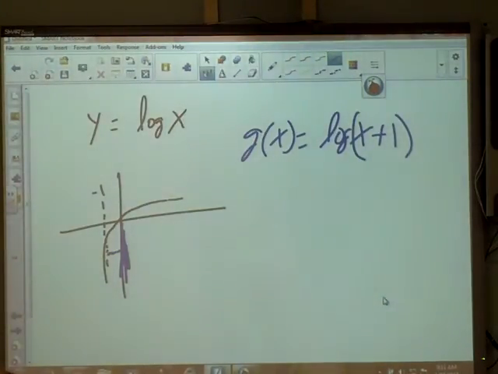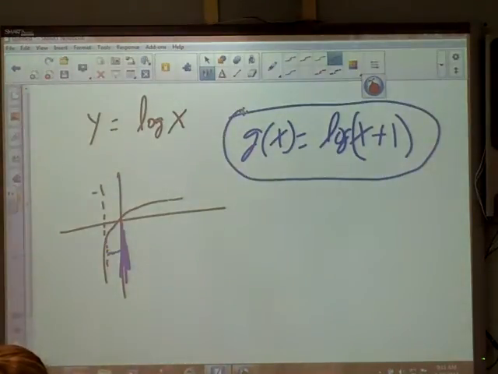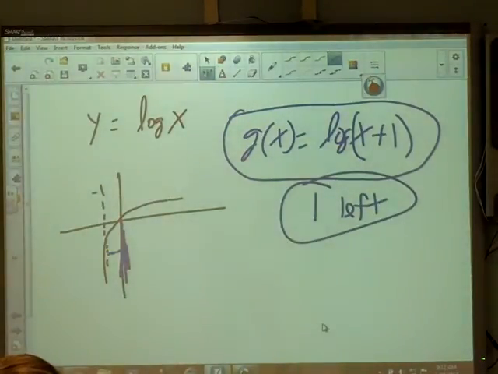Now, there's 2 points on number 9. You get 1 point for having that equation, because it says describe and write the rule. So there's the rule. Now I've got to get a point for the description. I just have to say it moved 1 unit left. So you had to have both of those to get complete credit for number 9. You've got to describe it and write the equation.